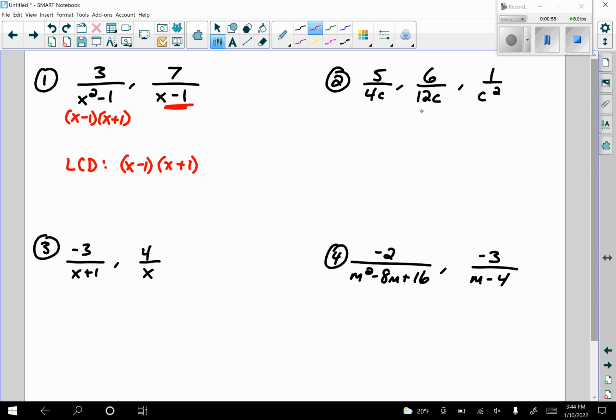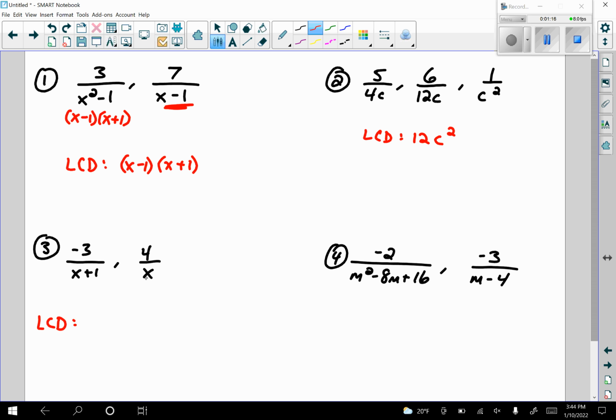For number 2, these are all just monomials. So again, we look at the numbers. So 4 goes into 12. So we need to use a 12, and again the c's, the single factors of c, can go into c squared. So that was like our 8n squared problem from yesterday. So we have 12c squared as the LCD.